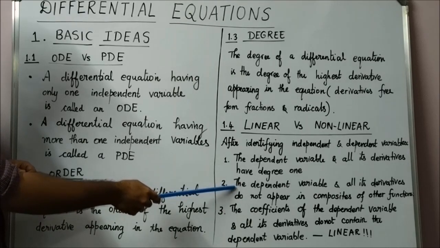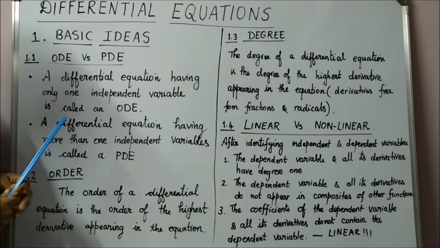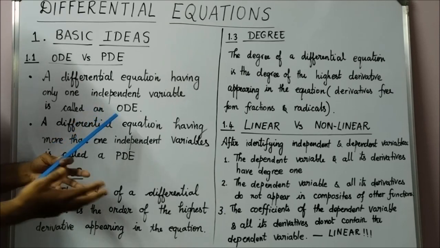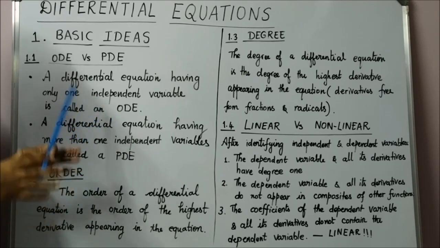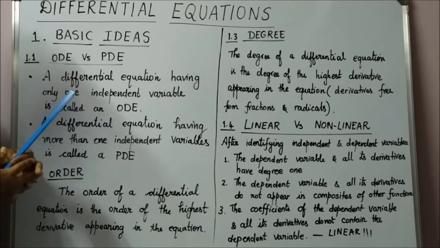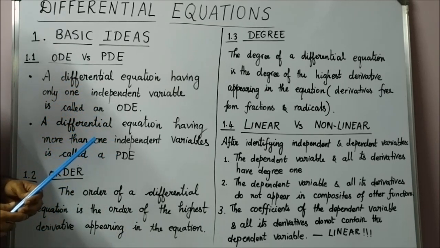Second condition, the dependent variable and all its derivatives do not appear in composites of other functions. For example, you cannot have sine y. If y is the dependent variable, you cannot have sine y in the equation. Y has to appear as y, and dy by dx should appear as dy by dx. They should not appear in terms of composites of other functions.